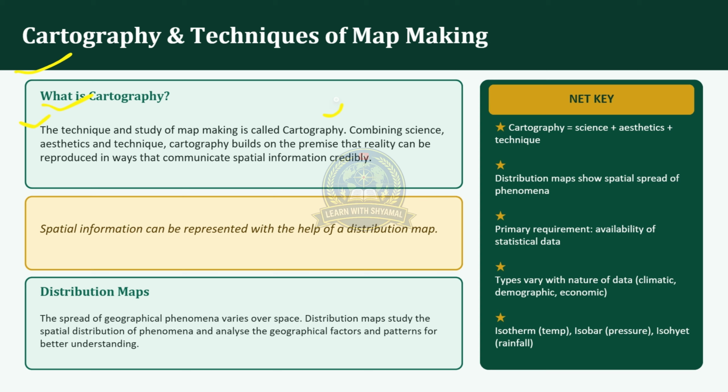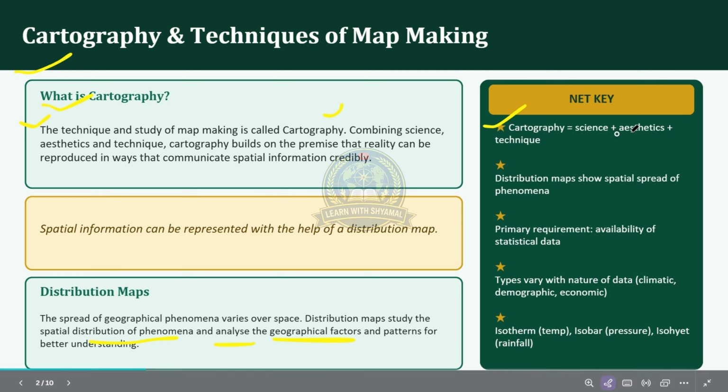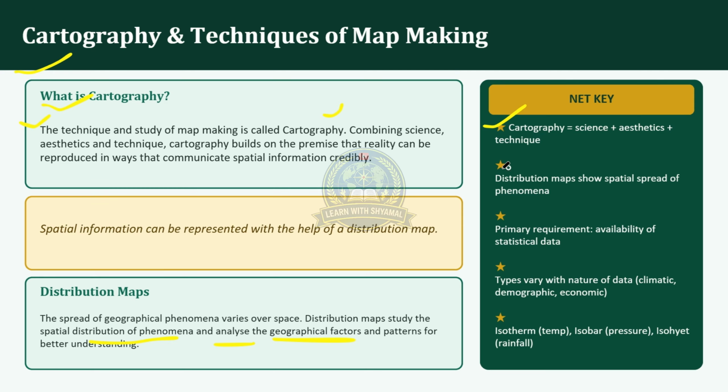Okay, spatial information can be represented with the help of a distribution map. Distribution map means the spread of geographical phenomena varies over space. Distribution maps study the spatial distribution of phenomena and analyze the geographical factors and patterns for better understanding. Okay, cartography means science and aesthetics plus techniques of map making. Distribution maps show the spatial spread of phenomena.